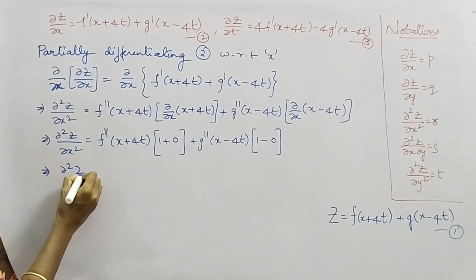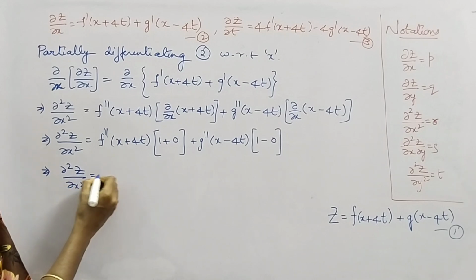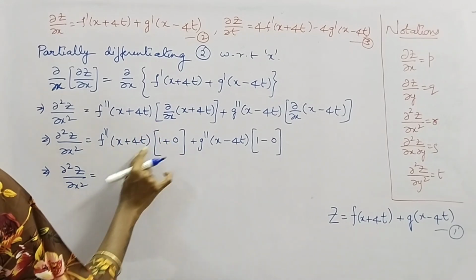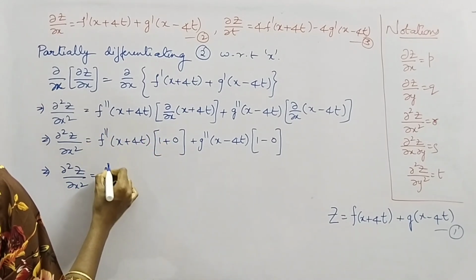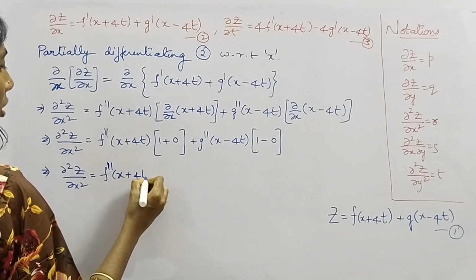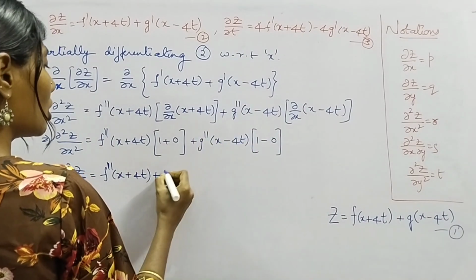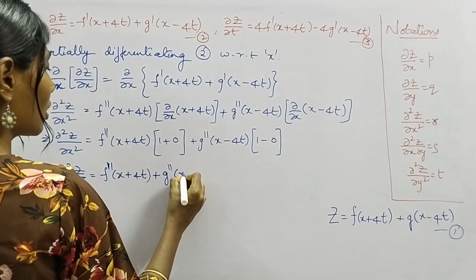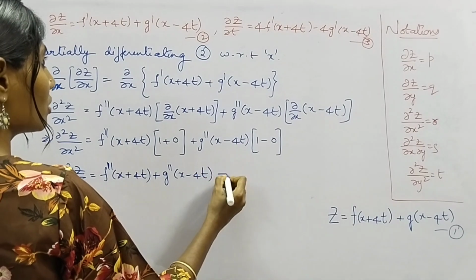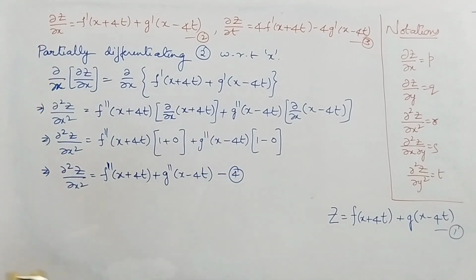This gives us dou square z by dou x square equal to 1 plus 0, which is 1. 1 into f double dash is f double dash of x plus 4t, plus 1 minus 0, which is 1. 1 into g double dash is g double dash of x minus 4t. Consider this as equation number 4.